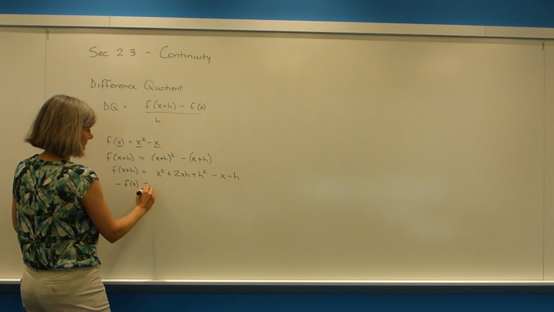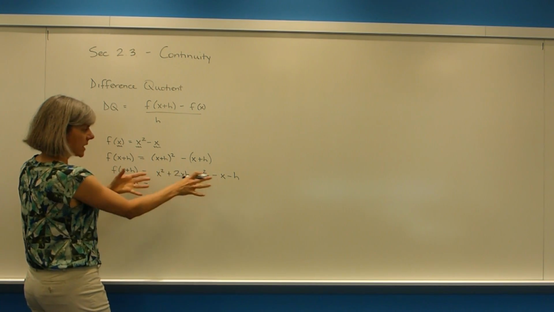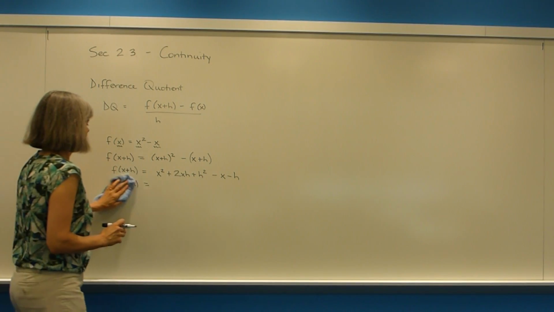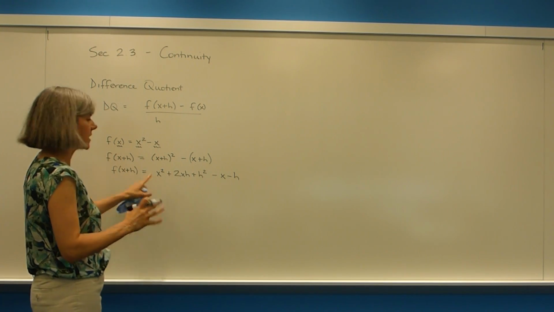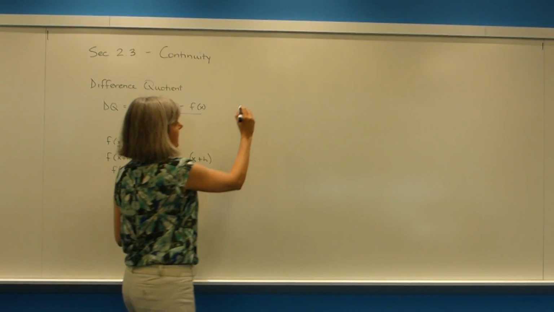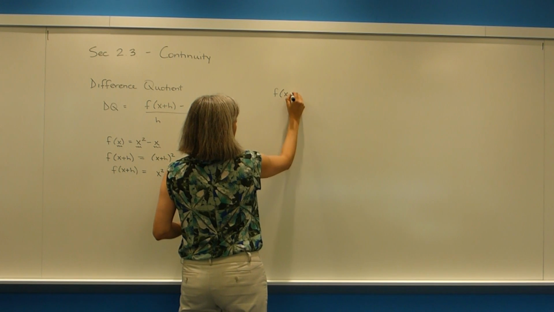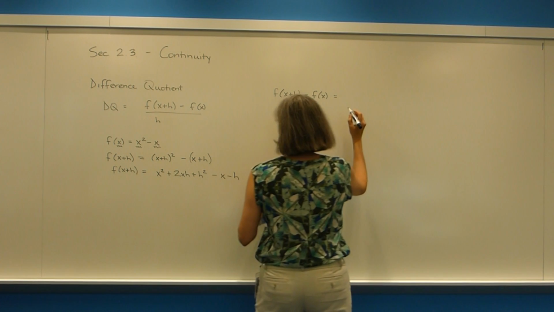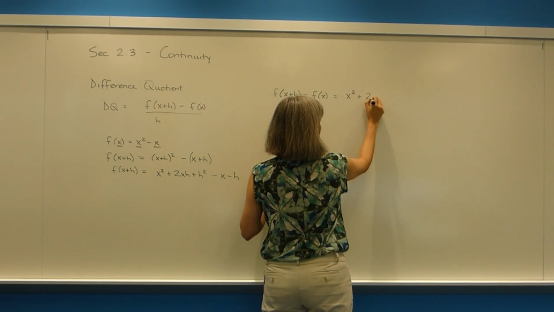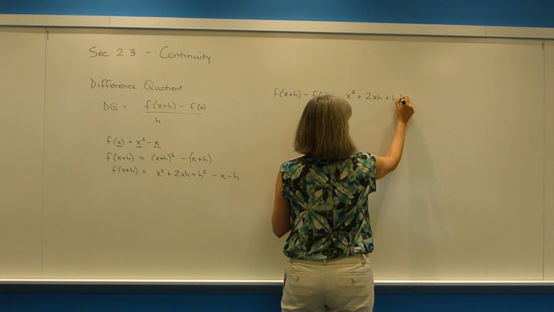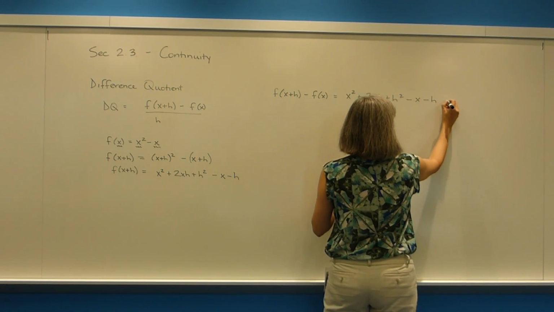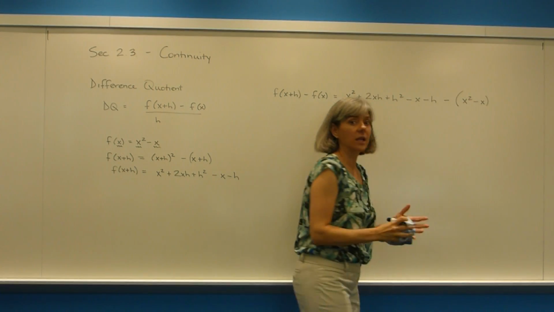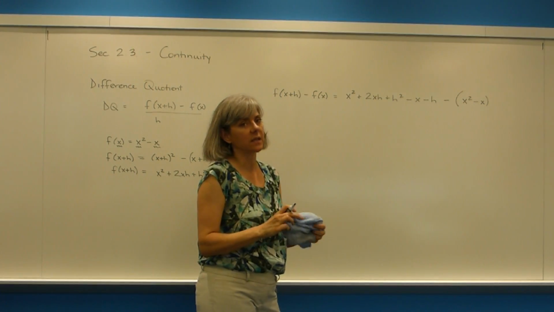So we're going to subtract off, what is f of x? And I'm going to line things up. I think we're used to doing that with numbers, but when it comes to variables, I think we're used to writing it out horizontally. So let's do that. So f of x plus h minus f of x is going to be equal to, now I've got to rewrite it all. So x squared plus 2xh plus h squared minus x minus h minus x squared minus x.